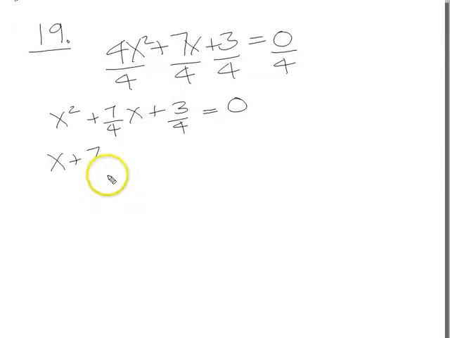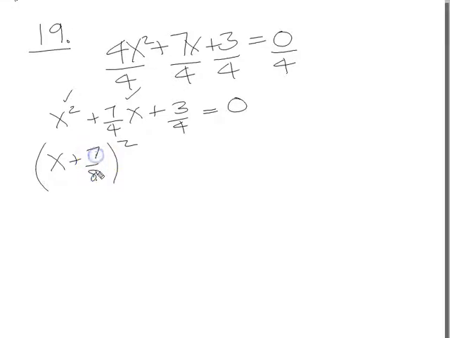Half of 7 over 4 would be 7 over 8, wouldn't it? Yeah? And that would be squared. And that will give you, your first term would be x squared. Then you'd get 7 over 8x plus 7 over 8x, which would be 2 lots of 7 over 8, which would be 7 over 4. And then you've got 7 over 8 squared, which is 49 over 64.